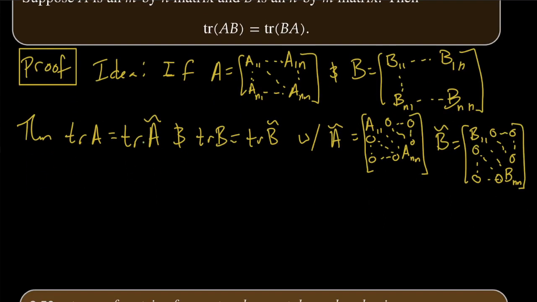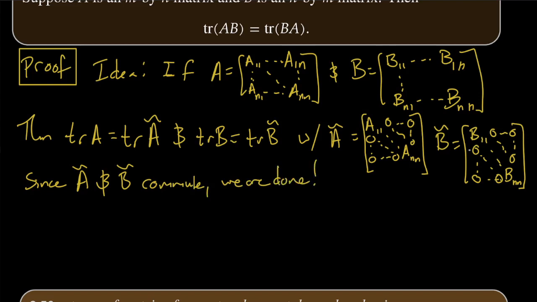So the trace of A and the trace of B are respectively equal to the trace of A tilde and B tilde, since the trace only depends on the diagonal entries, right? Since A tilde and B tilde commute, we are done. Really, that's all it is.